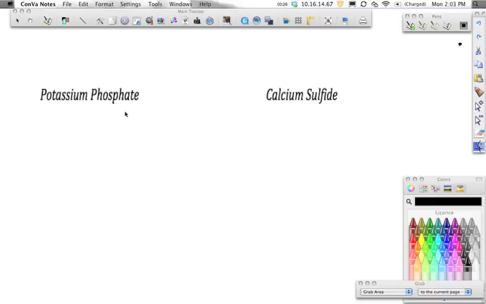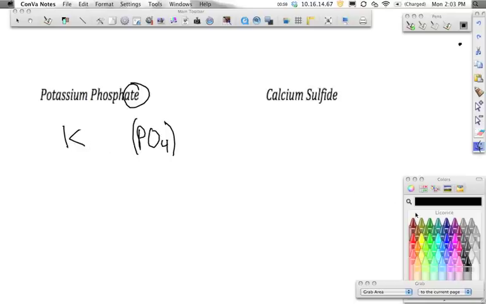Okay, so when we're looking at this, we see that we have potassium phosphate. Potassium is a metal, so we know that we're dealing with an ionic compound. So we are going to crisscross their oxidation numbers or their charges. To begin with, we look at potassium, and we know that its symbol is K. Phosphate, since it ends in ATE, is a polyatomic, and it is PO4. We always like to put polyatomics in parentheses.